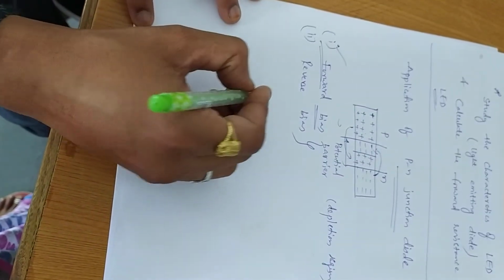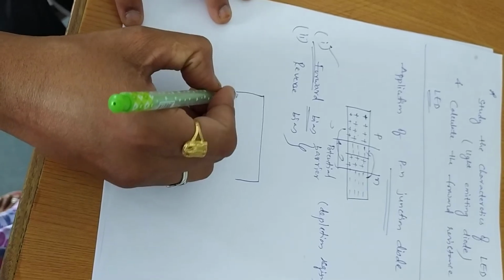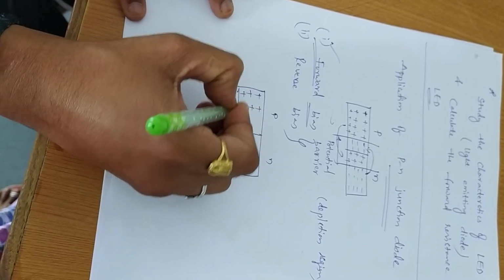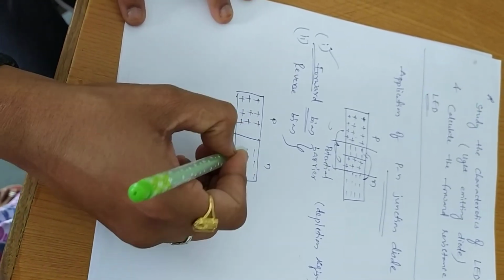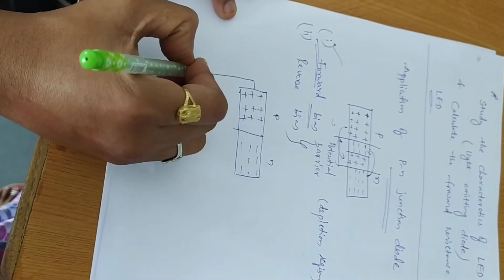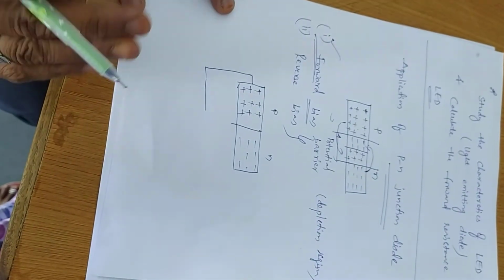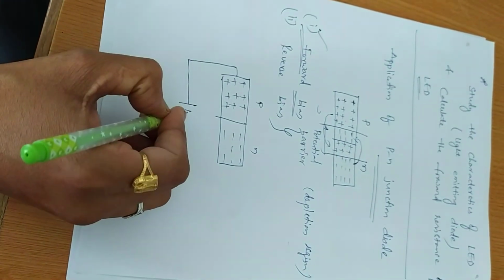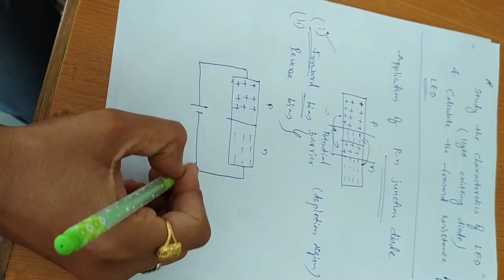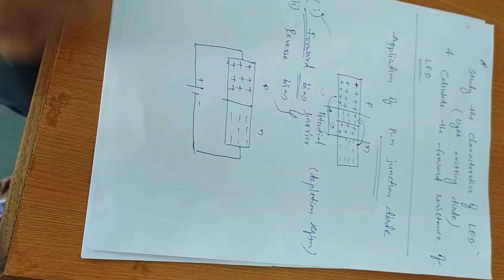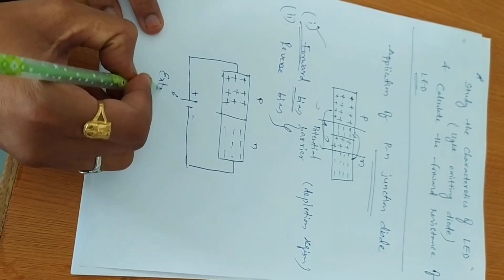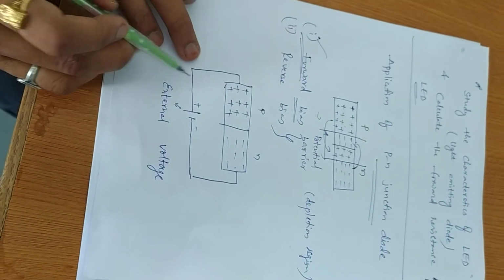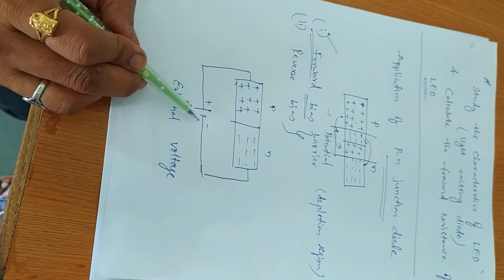Just take the P and N region like this. The P region has positive charge carriers, and N has negative charge carriers. Now we're connecting some voltage. Biasing is nothing but giving the voltage to the system. I'll explain the terminals: here positive and negative. This is the external voltage. I'm giving the voltage to the PN junction diode like this, so here we have the positive terminal and here we have the negative terminal.